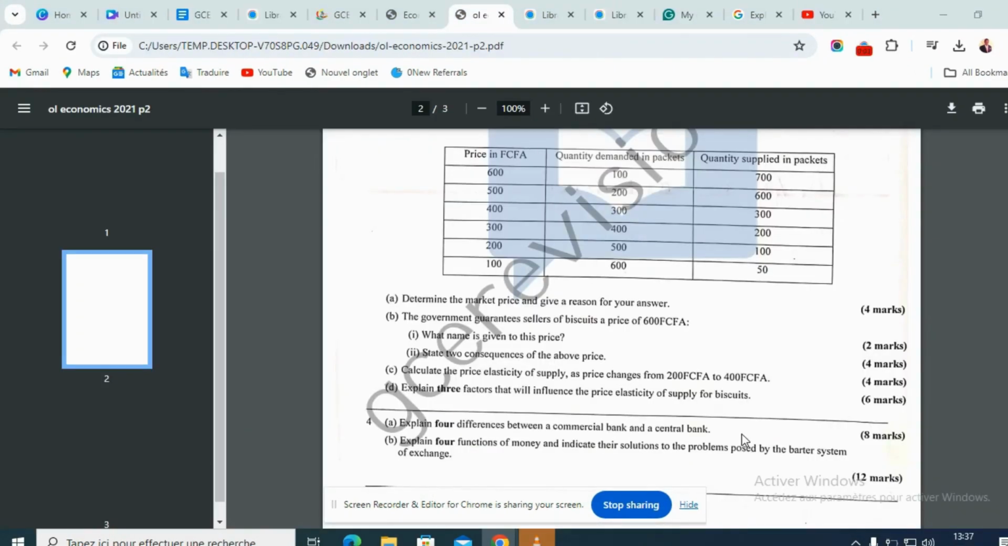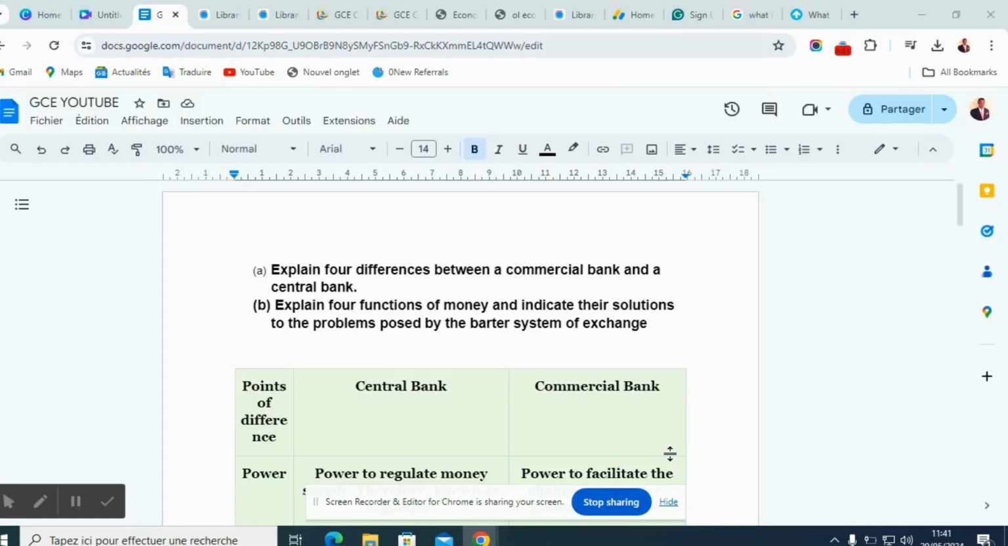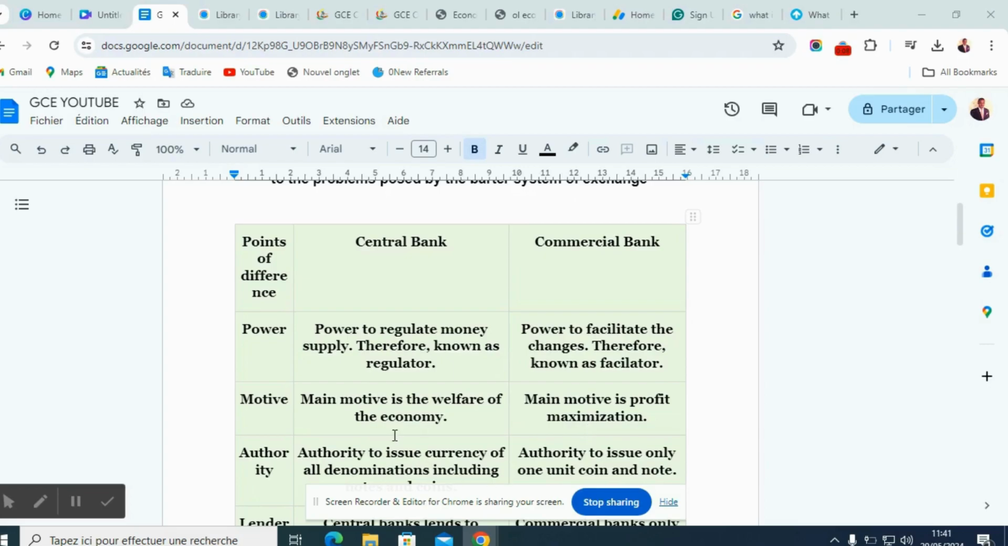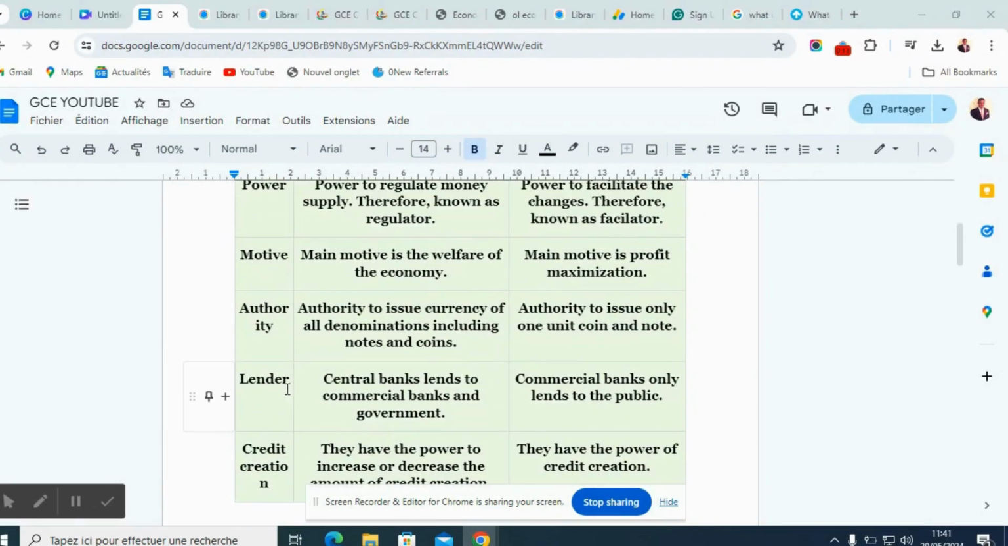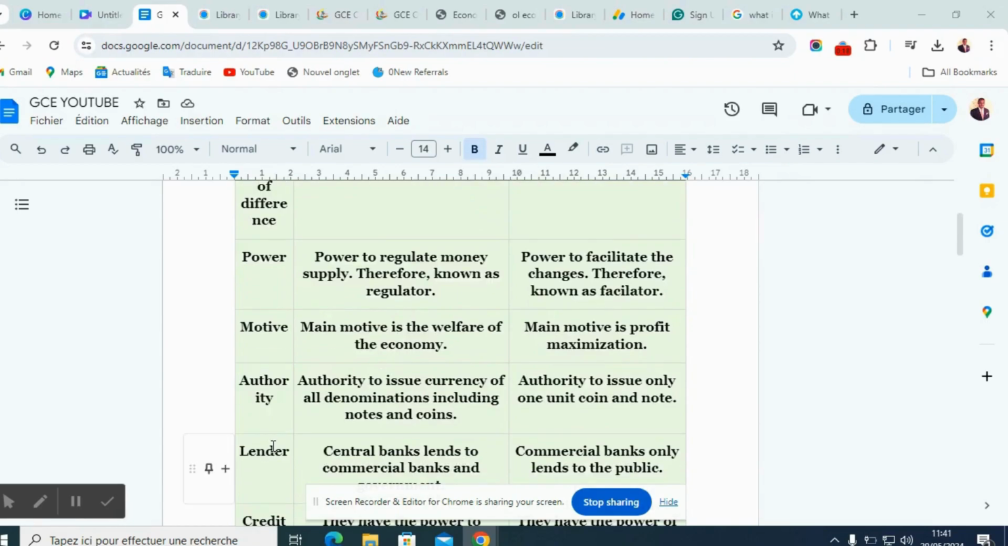The next question says, explain four differences between a commercial bank and a central bank. B. Explain four functions of money and indicate their solutions to the problems posed by the barter system of exchange. So here we're going to see the next question: explain four differences between a commercial bank and a central bank. Here it has been broken into several points. You can see central bank, commercial bank. We have power, motive, authority, lender, credit.